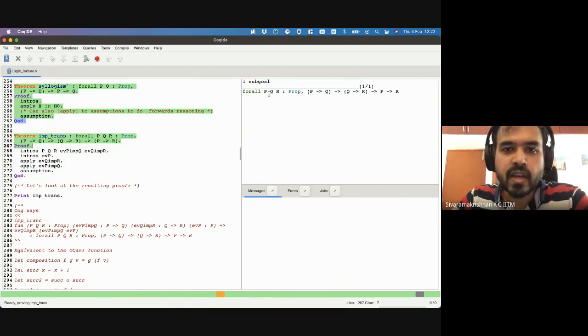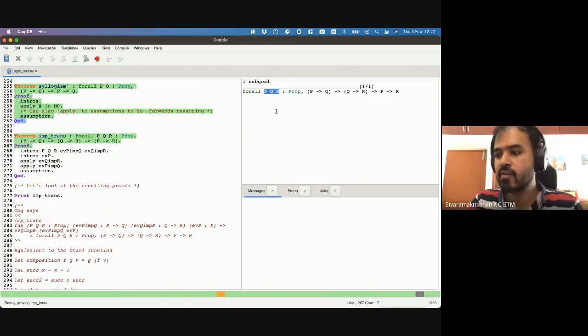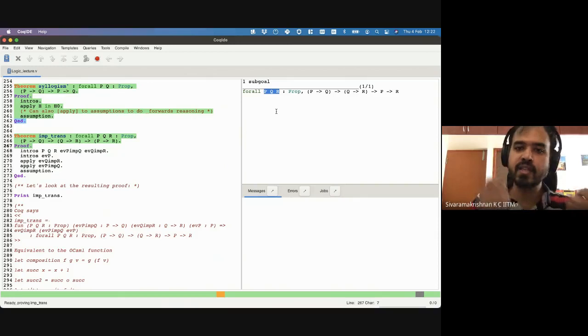So what are all there, right? So we say there is a for all P, Q, R. Whenever you have a for all, one way of looking at it is: I want to prove something that holds for all things. Instead, I will just pick an arbitrary thing that has the type P, and I will prove it for that.